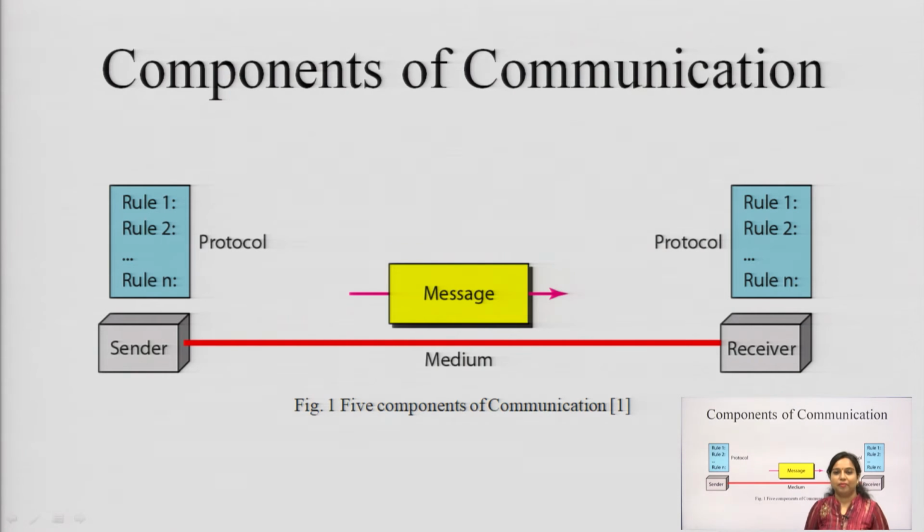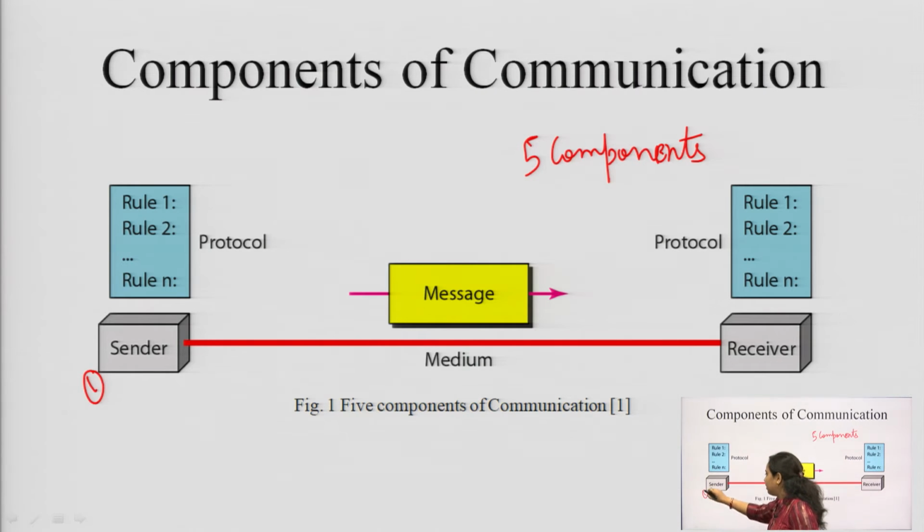So, till now we have discussed what data is, what communication is, and how the setup will be done between the transmitter and receiver, whether it is wired or wireless. Next we will see the components of communication. There are basically 5 components for an effective communication. The first component is the sender.